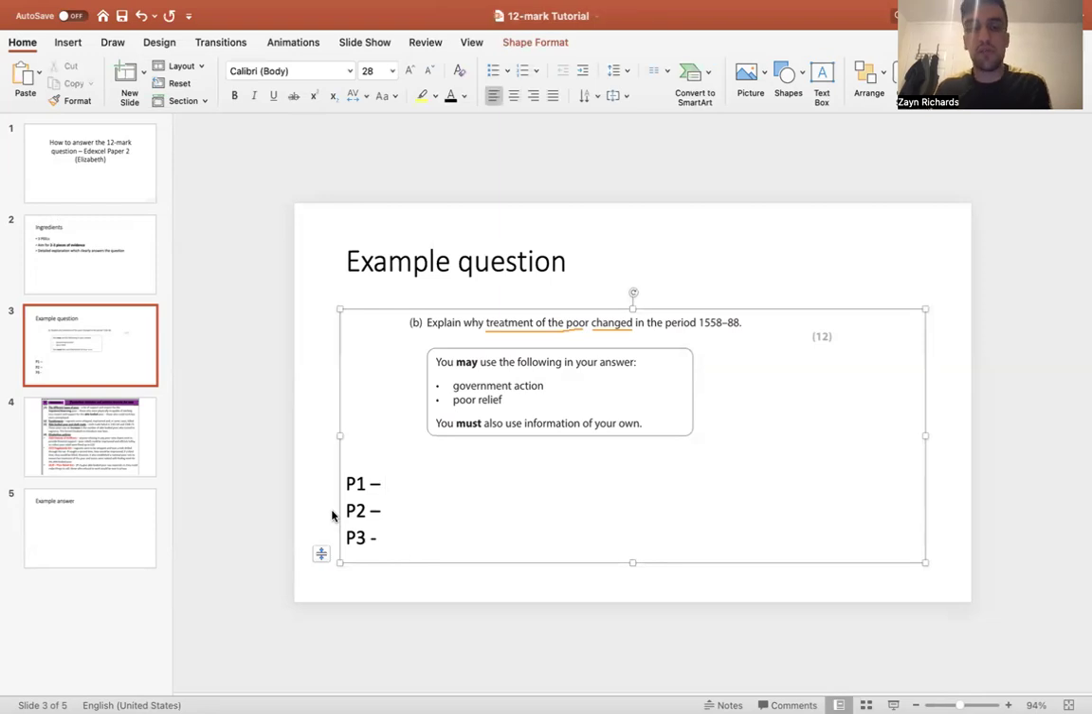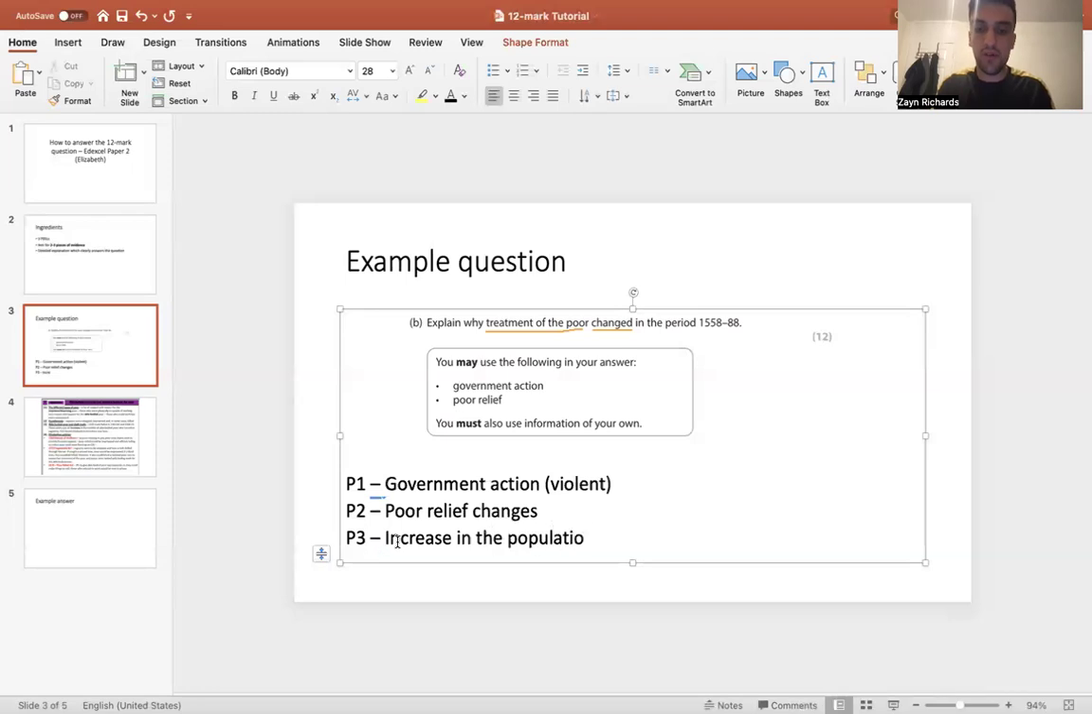Now, if I was looking at this question, I might do something like this. For my first paragraph, I would focus on government action, and in particular, violent government action. I'll talk through what evidence I would use in a second. My second paragraph, I would focus on poor relief. This is still government action, but poor relief had been around beforehand, but it sees some significant changes. And again, I'll talk through what I would be mentioning for that one. And then for paragraph 3, I might go over something like the increase in the population of England.